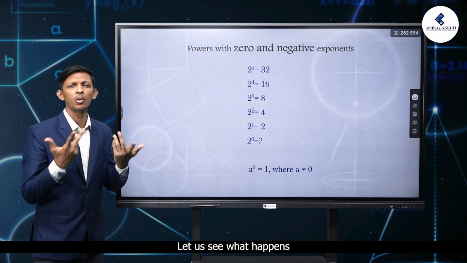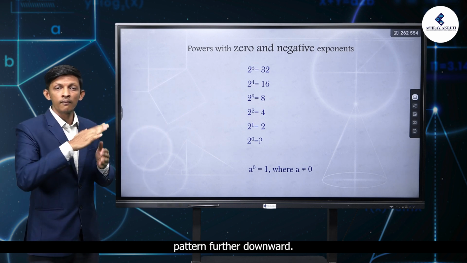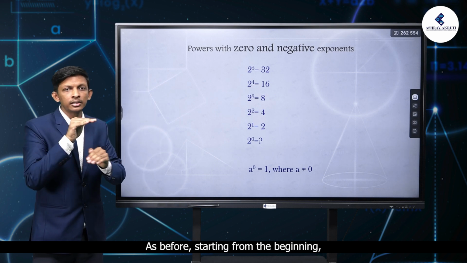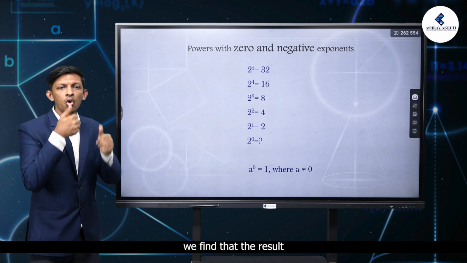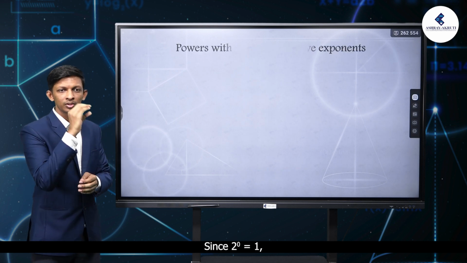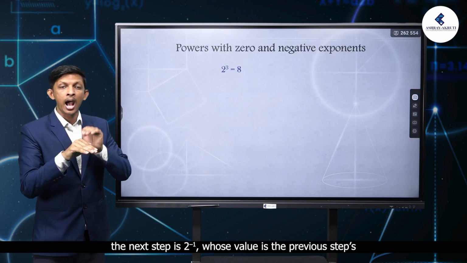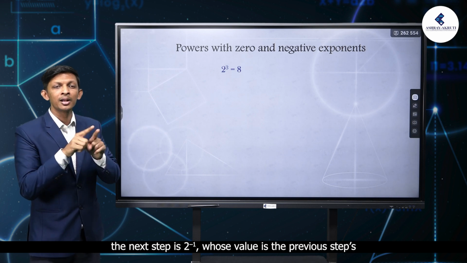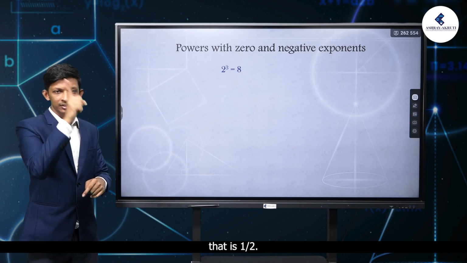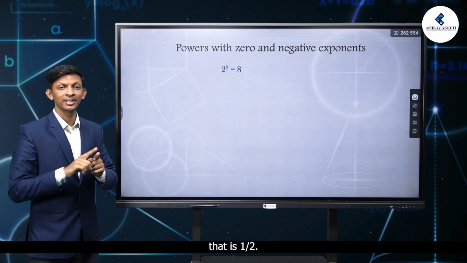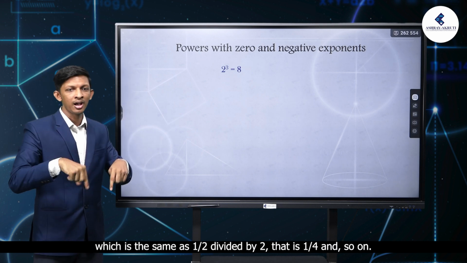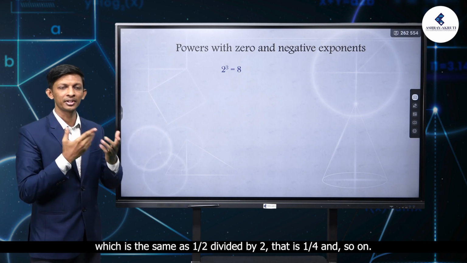Let us see what happens if we extend the above pattern further downward. As before, starting from the beginning, in the successive steps, we find that the result is half of that of the previous step. Since 2 to the power of 0 is equal to 1, the next step is 2 to the power of minus 1 whose value is the previous step's value 1 divided by 2, that is 1 by 2. Next is 2 to the power of minus 2, which is the same as 1 by 2 divided by 2, that is 1 by 4, and so on.